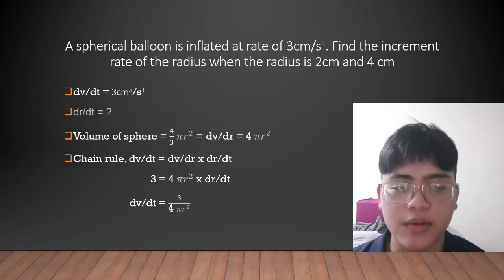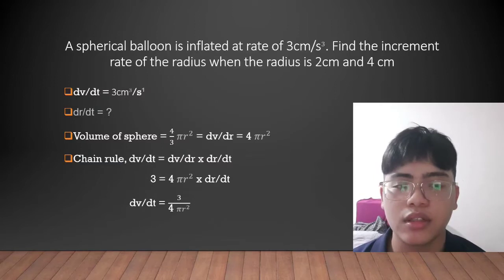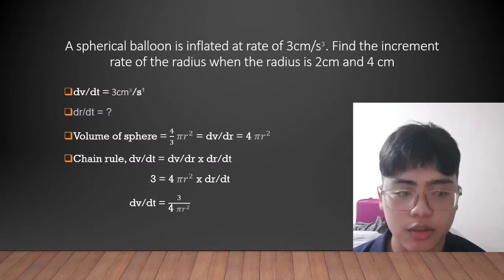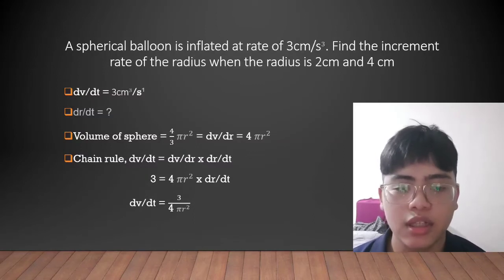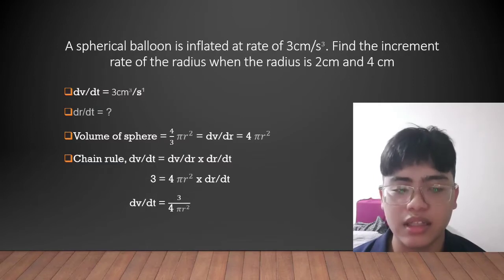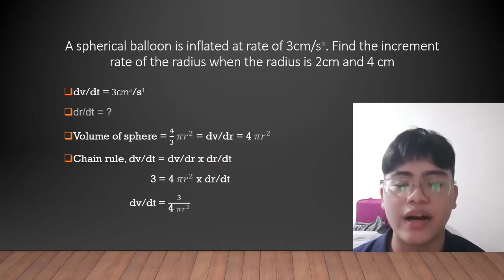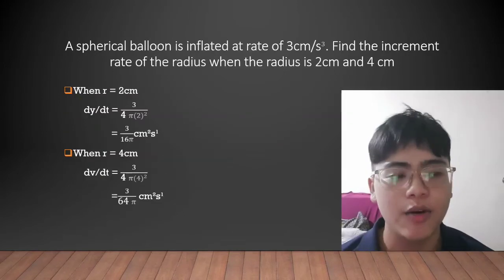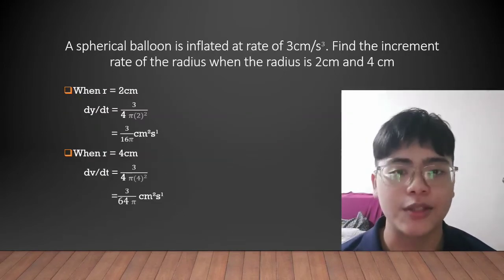First, the volume of a sphere is 4 over 3 pi r cubed. We use dy per dx, that is dV over dr equals 4 pi r squared. Then we use the chain rule, dV over dt equals dV over dr multiplied by dr over dt, that is 3 equals 4 pi r squared multiplied by dr over dt. So dr over dt is 3 over 4 pi r squared. Okay, right now we can find the increment rate of the radius when the radius is 2 cm and 4 cm.